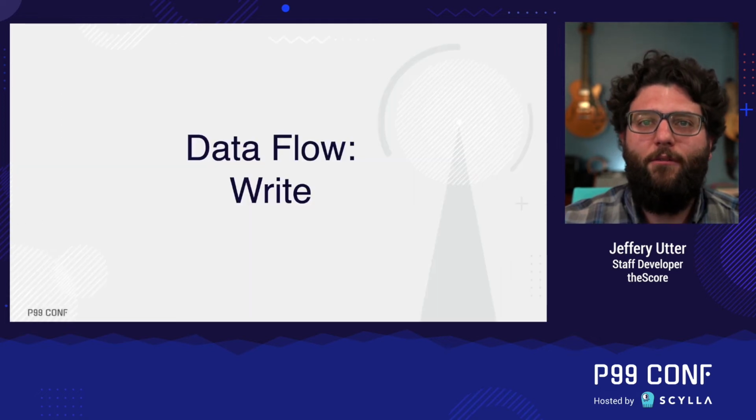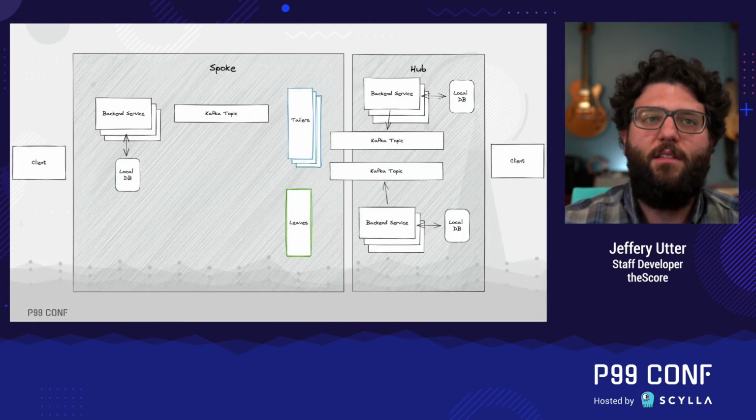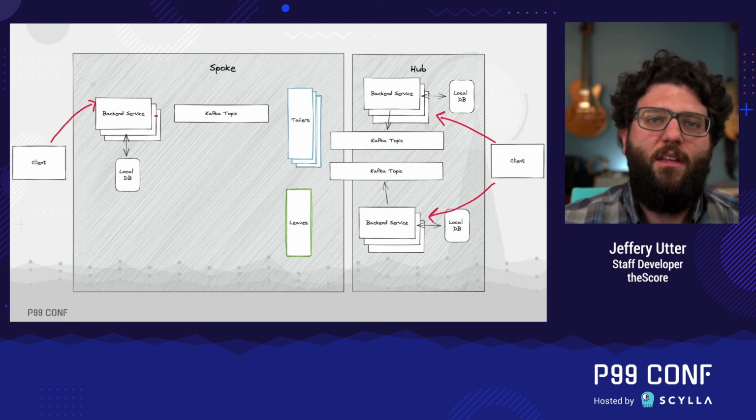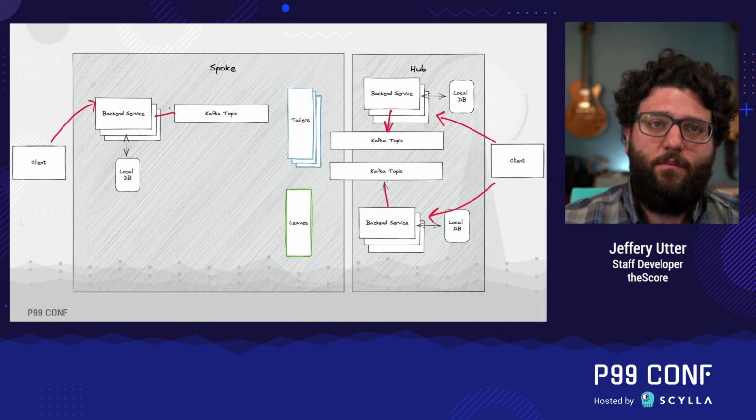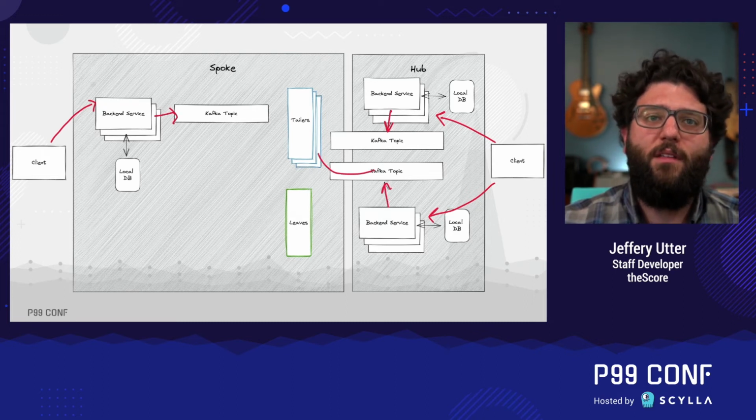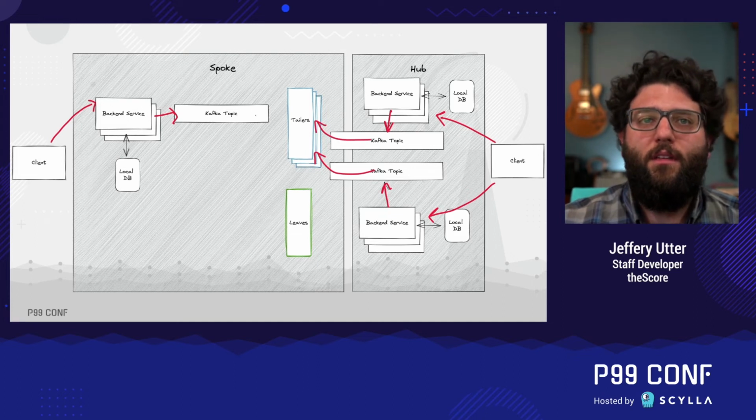So I want to cover the write flow here. It looks something like this. Clients will call backend services to do whatever they need to do. The backend services will process the data as they need, publish their events to Kafka topics, which the Tailer then ingests and stores in the leafs.